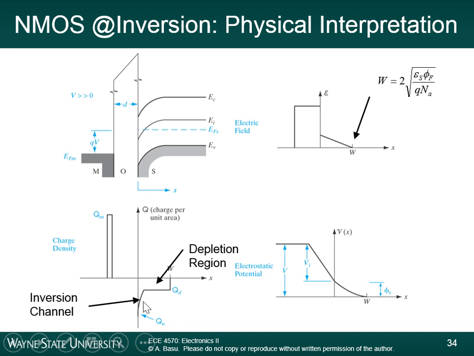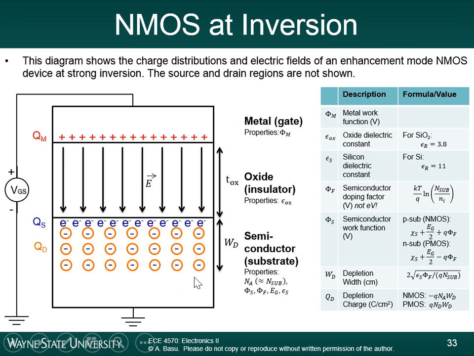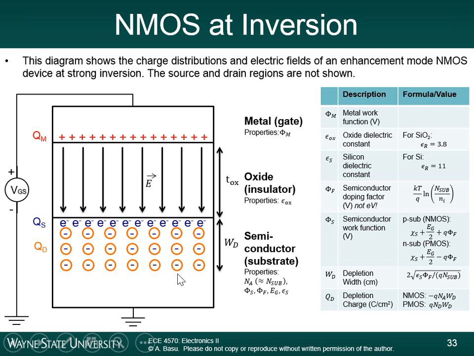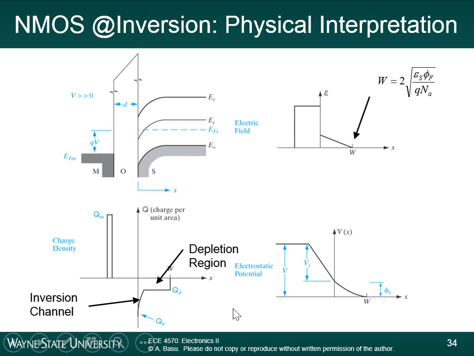So this is the metal here. This is the oxide in the middle. And then this is the semiconductor on the right. So x equals 0 is the interface between the oxide and the semiconductor. You can see the charge density is 0 here, and all of a sudden the charge density goes up like this. This is all the positive charges in the metal. There's a high charge density right at the metal interface. In the oxide, there are no charges, so the charge density there is 0.